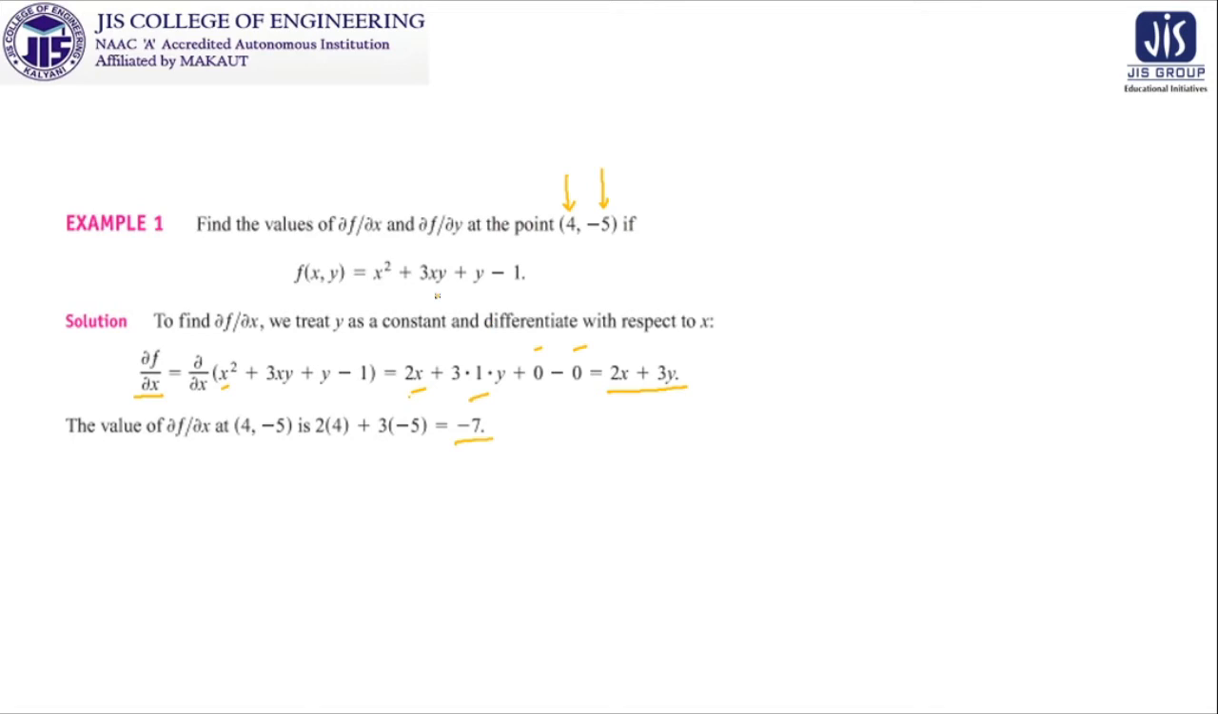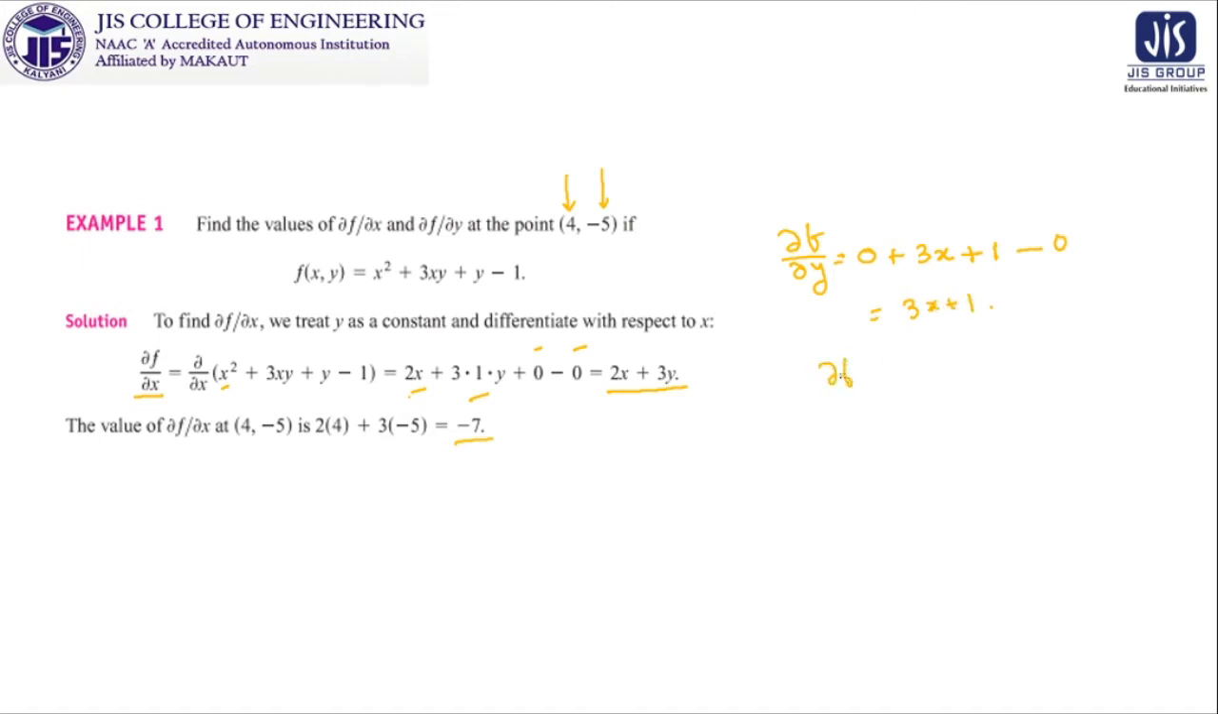But del f del y is also asked. So what will be del f del y? Del f del y will be the partial differentiation of x square with respect to y. So x square will be treated as a constant, so it will be 0. Plus 3xy, so 3x will be treated as a constant and y after differentiation with respect to y is 1. Then plus y, which after differentiation with respect to y will be 1, and minus 1 as a constant will be converted to 0. So what we get is 3x plus 1.